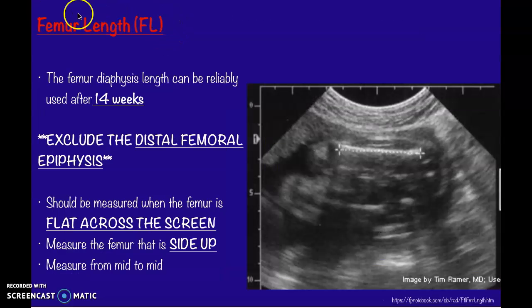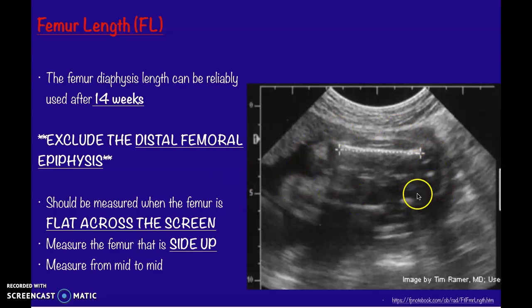Okay, next image is going to be femur length, or FL. The femur diaphysis length can be reliably used after 14 weeks. You want to exclude the distal femoral epiphysis. It should be measured when the femur is flat across the screen. You want to measure the femur that is side up and measure from mid to mid.